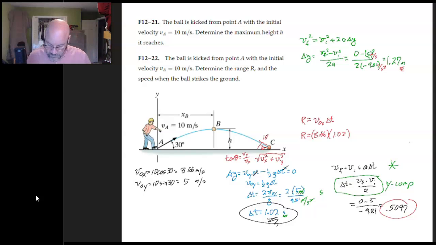Good. I think we got everything. We found the height, found the range, speed when it strikes the ground. We found the time of flight. I guess it didn't ask for that, but we found it anyway, which we would have needed. Okay, cool. There's our first projectile.